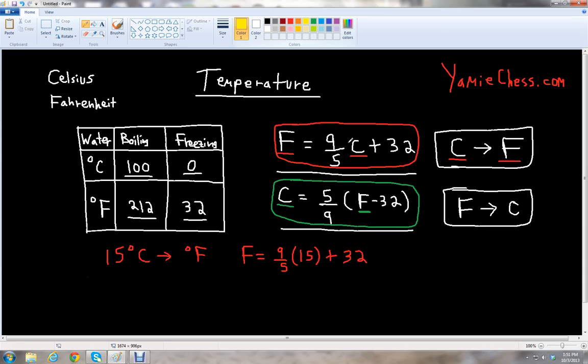Okay, and so we can do a little bit of cross canceling. 5 into 15 goes 3 times. And then we have 3 times 9, or 9 times 3, is 27, plus 32. And 27 plus 32 is 59. And this would be in degrees Fahrenheit: 59 degrees Fahrenheit.